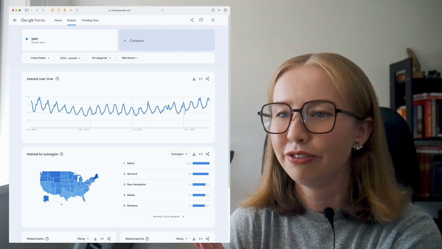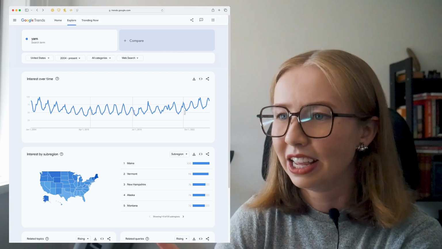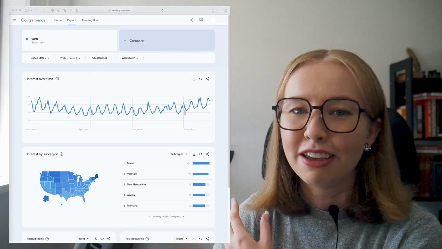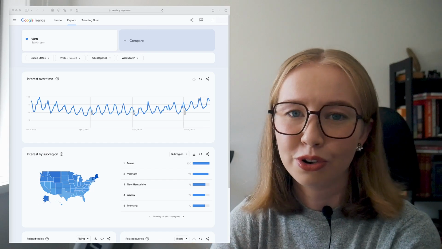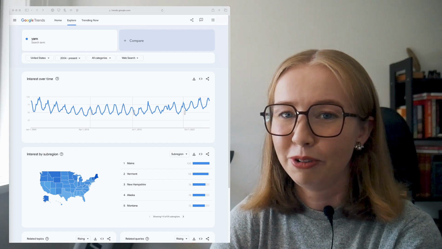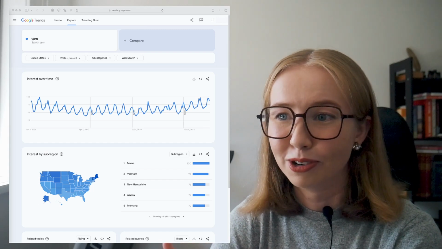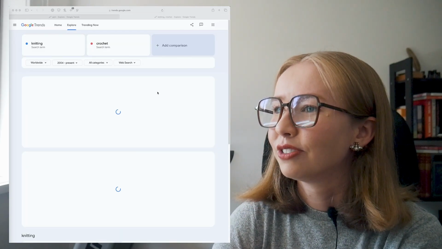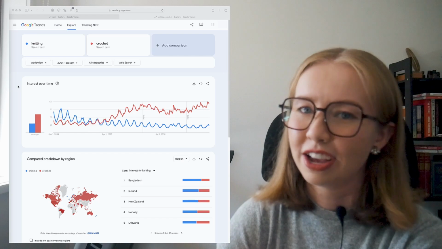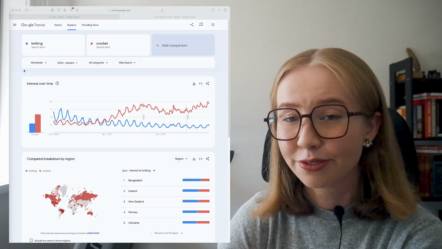We have to start off with arguably the biggest debate in the fiber arts world. And even though I do both myself, people constantly talk about, is knitting or crochet better? We're going to use popularity as a proxy for what is better. So here are the results for knitting versus crochet worldwide from 2004 till now.